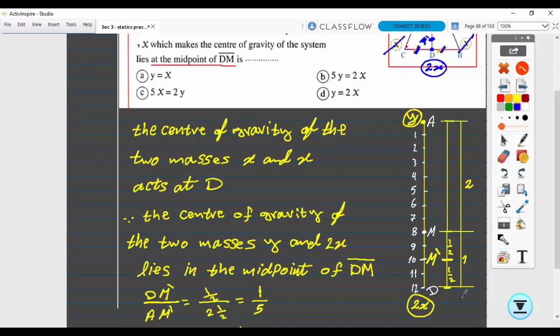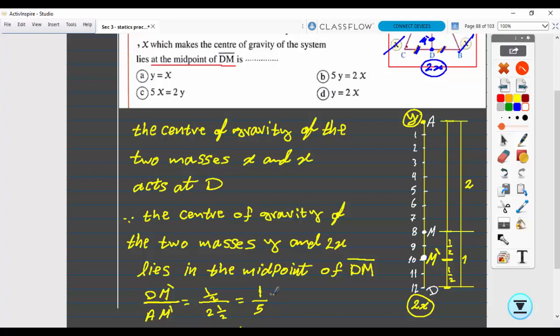Now, what is the ratio between DM dash and AM dash? M dash is the new center of gravity. Here we have 2x, here we have y. What is the ratio between DM dash and AM dash? It is 1 over 5.